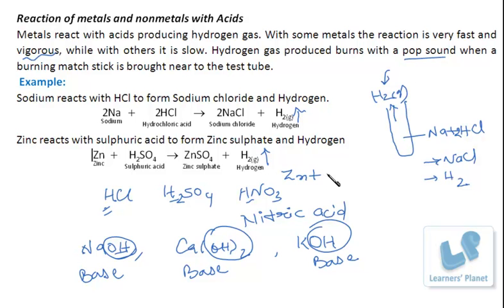Zinc also reacts with hydrochloric acid forming zinc chloride, and hydrogen gas is evolved. Always remember, when metals react with acids, hydrogen gas is produced. And the rest of the compounds you can form by just combining the other ones. That is, in this case, zinc with chlorine.